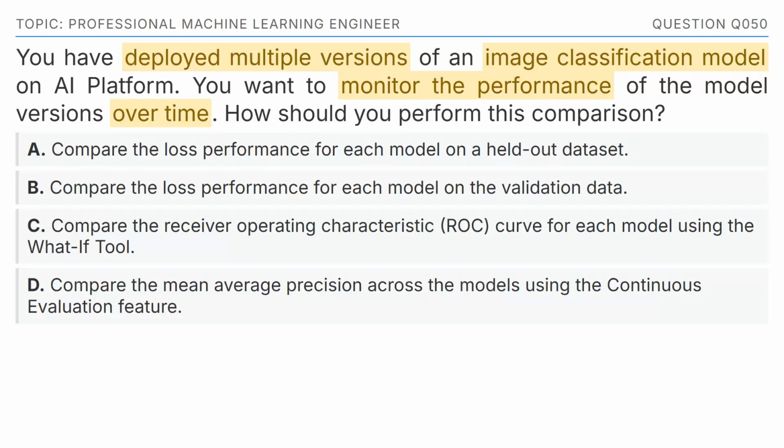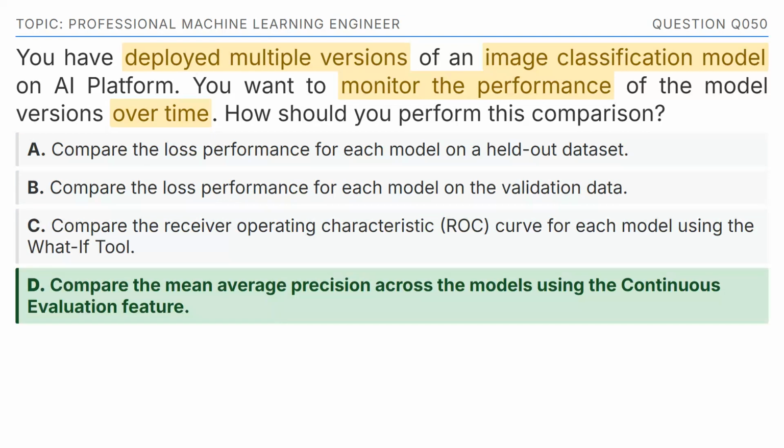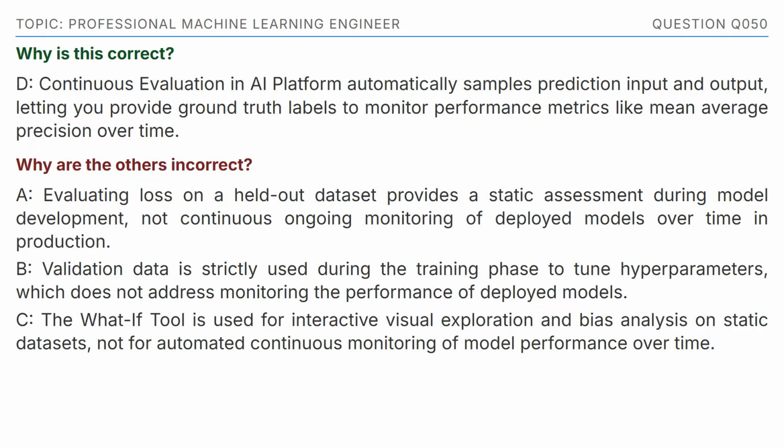To arrive at the correct answer, we focus on the keywords: deployed multiple versions, image classification model, monitor the performance over time. The correct answer is option D, compare the mean average precision across the models using the continuous evaluation feature. Why is this correct?